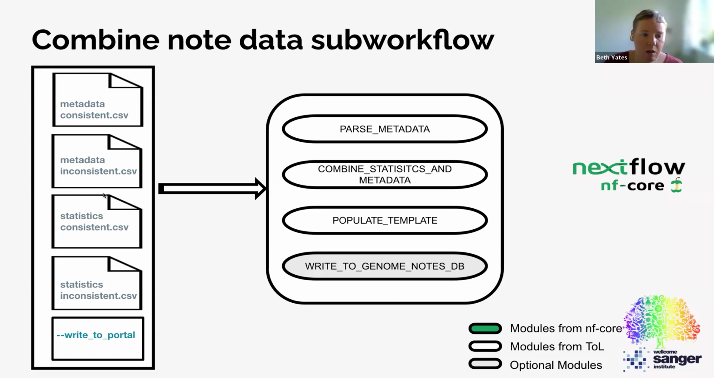We have 2 files where we have consistent parameters, and then we have 2 where they differ, and we'll run some steps that will pull that information together, and we'll end up saying, okay, this information that came from the statistics workflow is the same as the information that came from the metadata sub-workflow, and we'll use that to run the populate template step. And that's what generates the final document for you. We also have an optional module that will write the parameters to a database that is, again, internal Tree of Life use. I'll talk more about that at the end of the session.